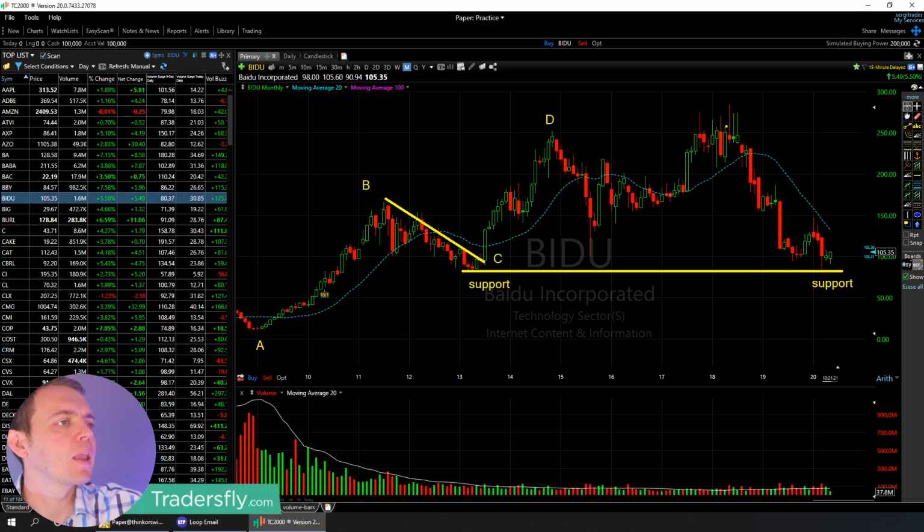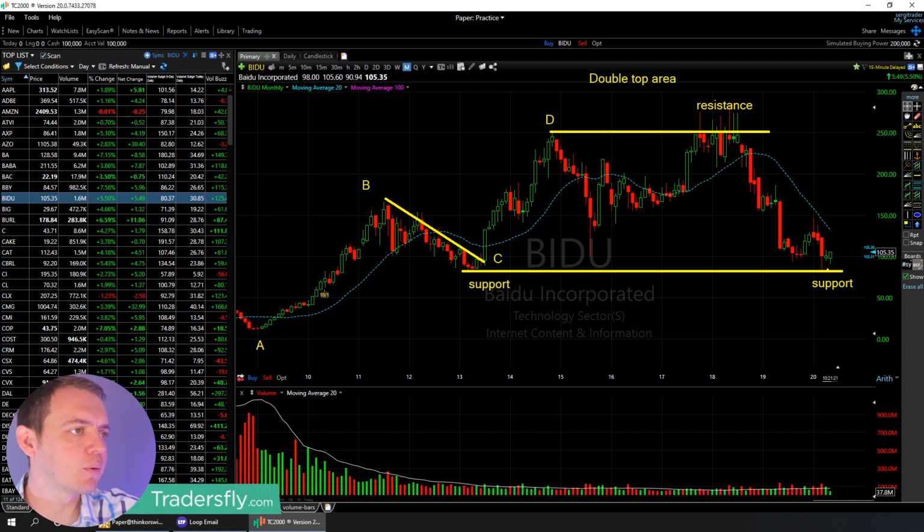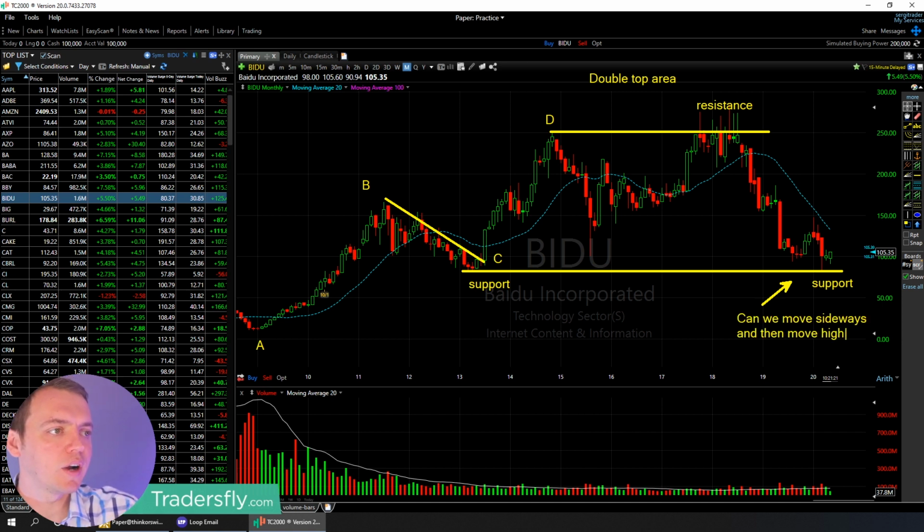When you look at this, this stock did get into some resistance over here. We've had kind of a double top area, and stock sold off, and now we're in this area. So can we move sideways and then move higher? Yeah, it's a nice little sweet spot. I would, of course, be careful of this support. This is your critical level here to watch. If it holds there, that could be a really good sign.